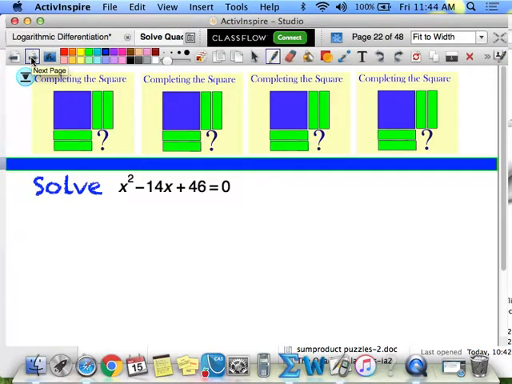Completing the square. The hardest of all the methods. However, I tend to ask these questions a little bit differently on tests. The majority of your tests will be choose your method. Doesn't matter to me which method you choose.